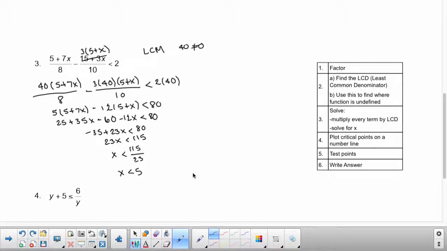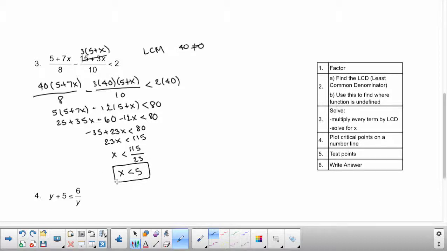So here's my solution. The way that I did this was I multiplied every term by our least common denominator, 40, and I isolated x. Now you'll notice that I chose to leave my inequality in here instead of making it an equation. Now the reason for this is we didn't have any critical points coming from undefined values, and this is a pretty straightforward equation that we can solve. Now by leaving that inequality in there, by the time that I get down here, I already know my answer.